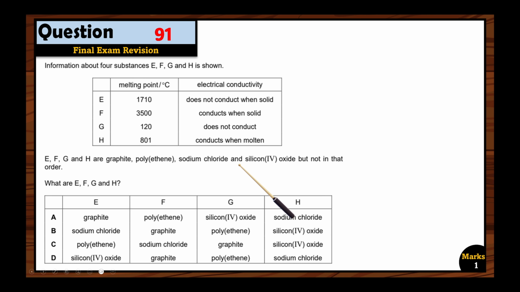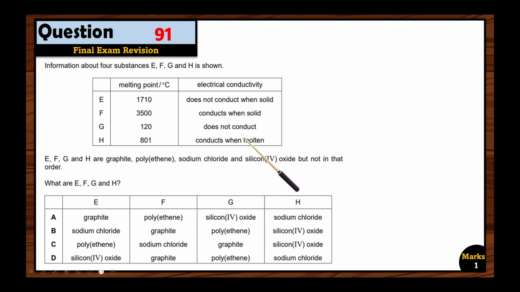But now, because we have concluded that D is the right option, we also have to see the electrical conductivity one by one. Sodium chloride does not conduct electricity when solid. Yes, that's right. Graphite conducts when solid. Yes, graphite can conduct electricity when it is solid. 120 does not conduct electricity. Polyethylene, yes, does not conduct electricity because it's an organic compound, made up of non-metals, carbon and hydrogen. Of course, they will not conduct electricity.